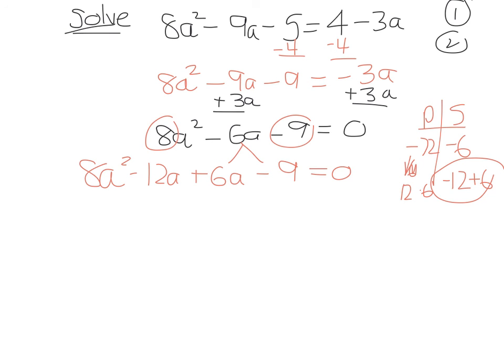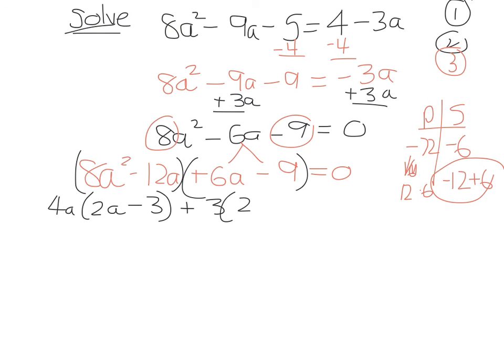Now I'm on step 3, where I'm in the middle of factoring right now. I'm going to do the grouping, and I'm going to factor out of the first group a 4a times 2a minus 3. Second group, I'm factoring out plus 3 times 2a minus 3. You know you factored it right if these are the same.